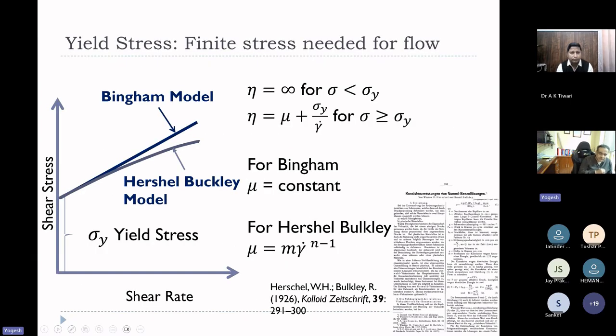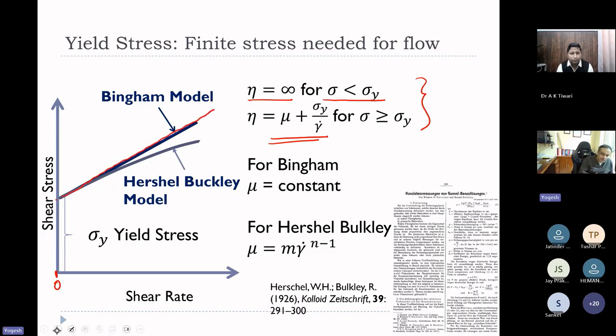Typically for the Bingham fluid, the constitutive equation looks something like this: viscosity is infinite below the yield stress. When the stress is below the yield stress, there is no flow, and the shear rate is identically equal to zero. However, above the yield stress, viscosity follows this relation, which is shown by this straight line over here.